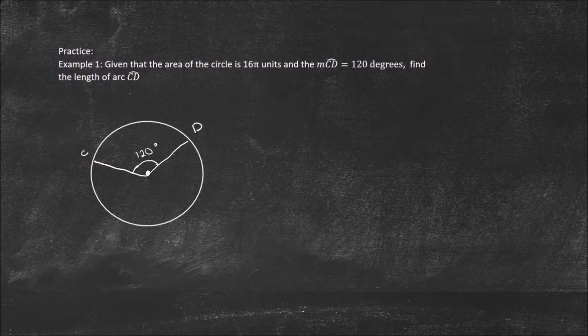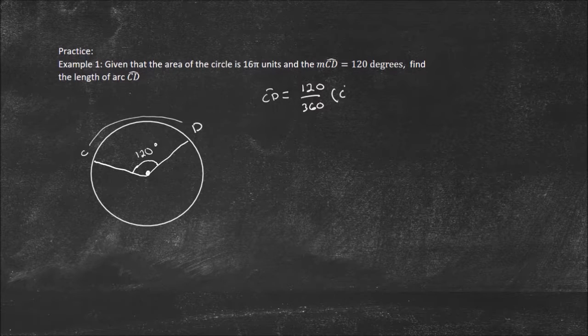So given that the area of a circle is 16 pi units and the measurement of the angle CD is 120 degrees, find the length of arc CD. Okay, so I want to know the length of this arc. I want to know this measurement right here. So I'm just going to write my arc length formula. So I know CD is going to equal that measurement, so 120 divided by 360 times the circumference.